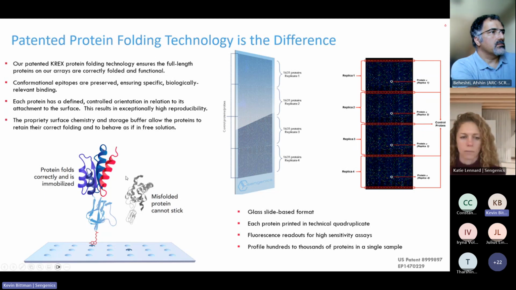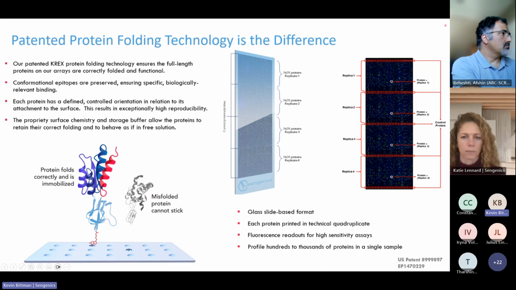The way this technique works is we code in frame a biotin carboxyl carrier molecule that's biotinylated. That's right here. So when a protein is produced and it's properly formed with its tertiary structure, the BCCP molecule is also properly formed and the protein can stick in the same orientation every single time onto the slide. So we know we've got a fully functional, fully folded protein.